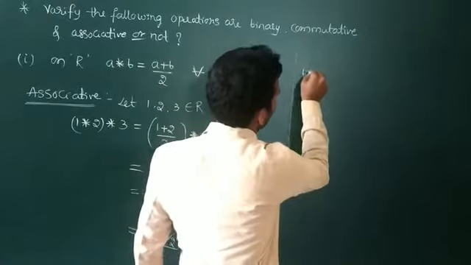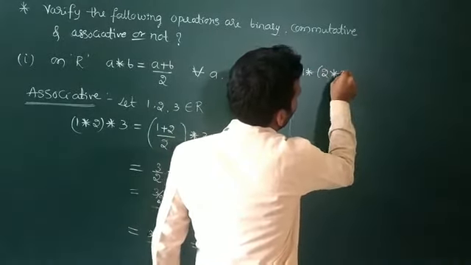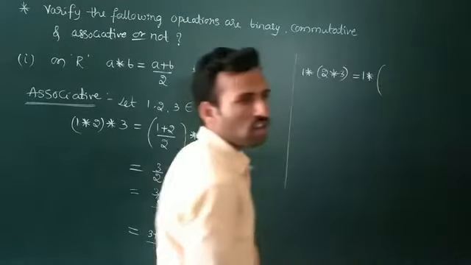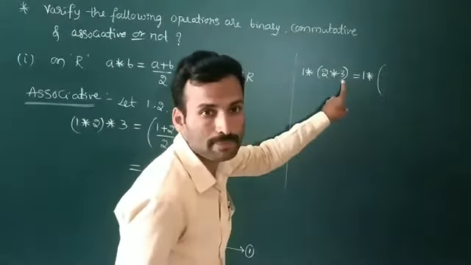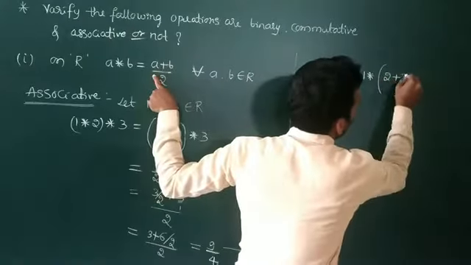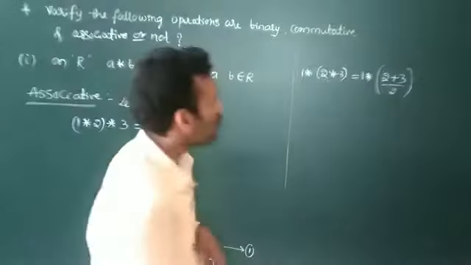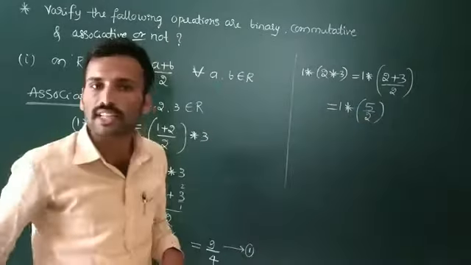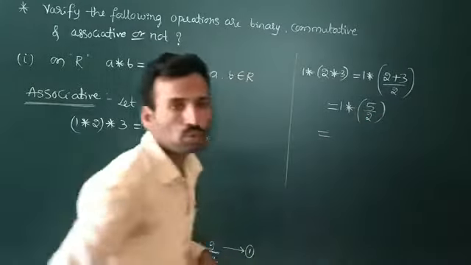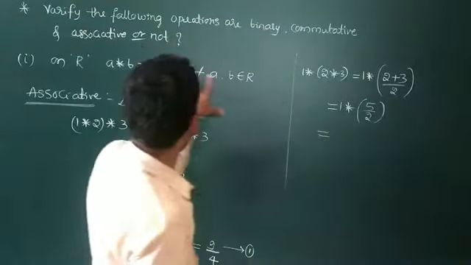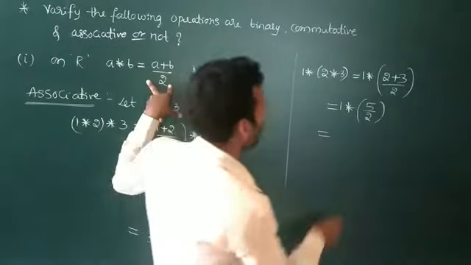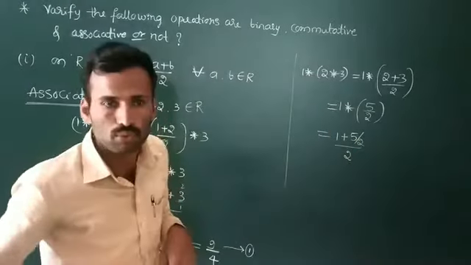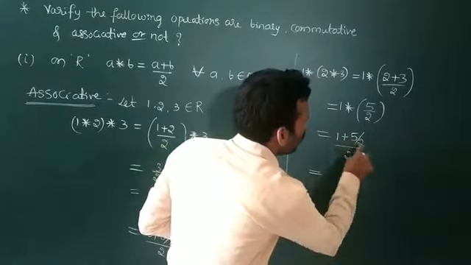Similarly for the RHS, 1 star (2 star 3). 2 star 3, according to the binary operation, with a replaced by 2 and b replaced by 3, is (2 plus 3) by 2, which is 5 by 2. Again 1 star 5 by 2, using the definition, (a plus b) by 2, with a replaced by 1 and b by 5 by 2: (1 plus 5 by 2) divided by 2. Again take 2 as the LCM: 1 into 2, 2.